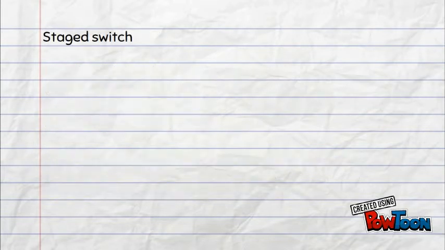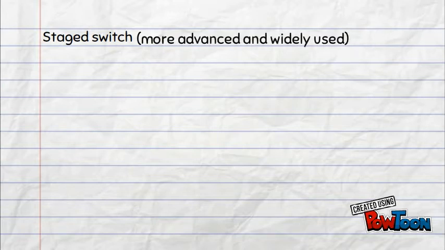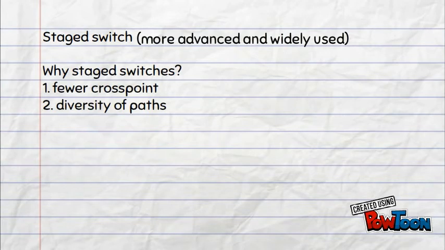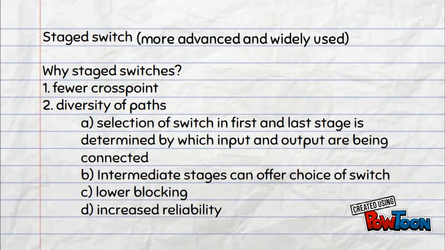Compared to single-stage, multistage switch is more advanced and widely used nowadays. It has fewer cross points and can have various different paths. The selection in first and last stage is determined by connected input and output ports, which offers the choice of switch with a lower chance of blocking and more reliable than single stage.